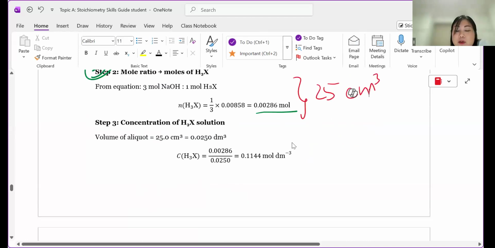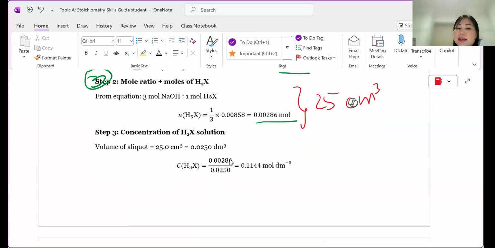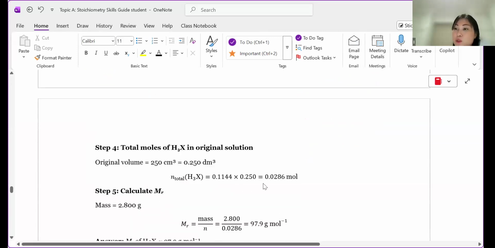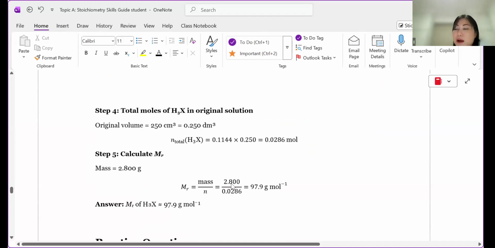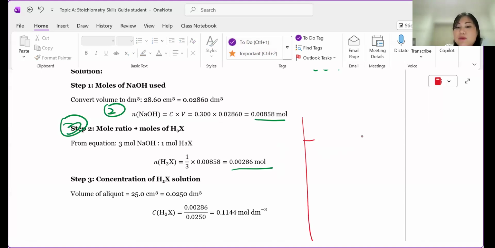finding the MR. Of course, there are many ways to do it. One way is to find the concentration using moles over 25 ml, then take the concentration times the volume, which is 250 ml, to get the moles. And then you take mass over moles to find MR. Of course, I can also do it at this stage. Another way, I use a proportion. Since 25 ml is 0.00286 mole, 250 ml will be 10 times.